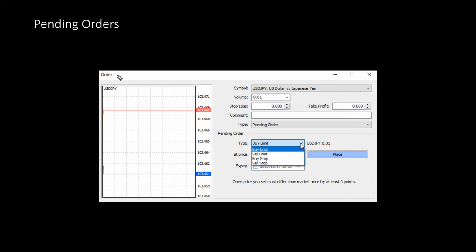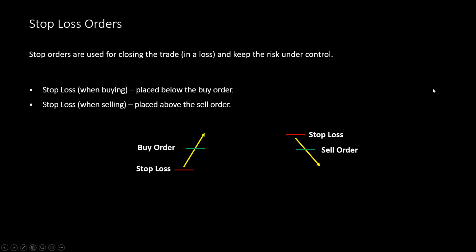So inside MetaTrader 4, once you open the order window, you got here the type of the order, market or pending orders. Once you click on that, it gives you all the types available in MT4. That's buy limit, sell limit, and buy stop and sell stop. That's the orders available for you in the MT4.